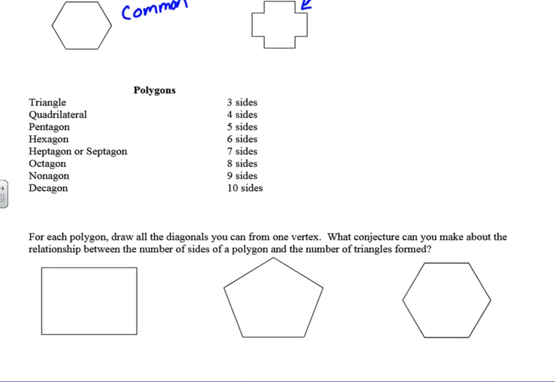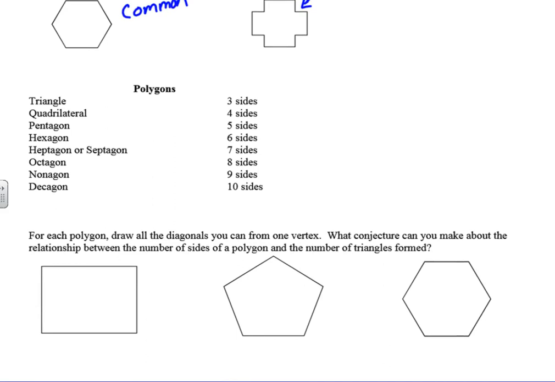Now we've got the different names for them. The triangle, we're familiar with that. Quadrilateral is a four-sided polygon. The pentagon, the hexagon is a six-sided. Hepta or septagon, a seven-sided, either one would work. Then we have the octagon, which is eight-sided, a nonagon, which is nine-sided, a decagon, and I'm just going to add one more: a dodecagon is a 12-sided figure. Beyond that, we'll just use the number of sides.